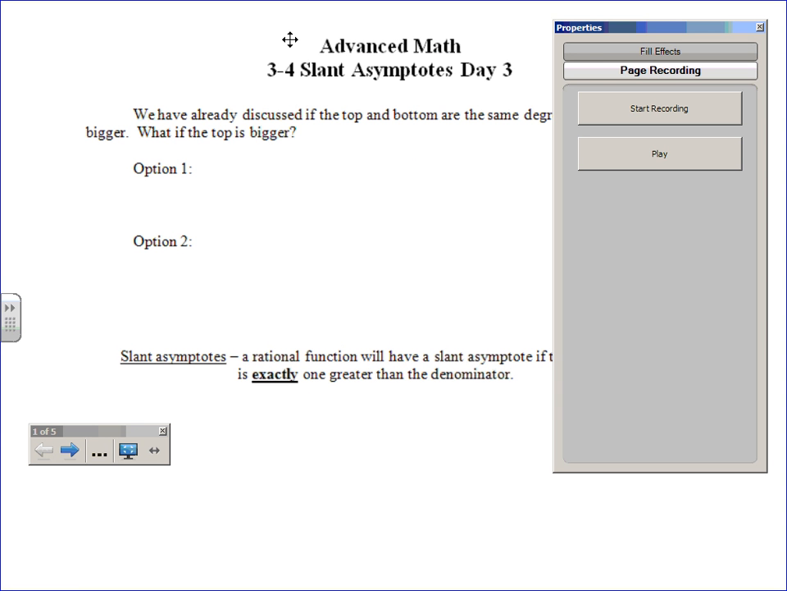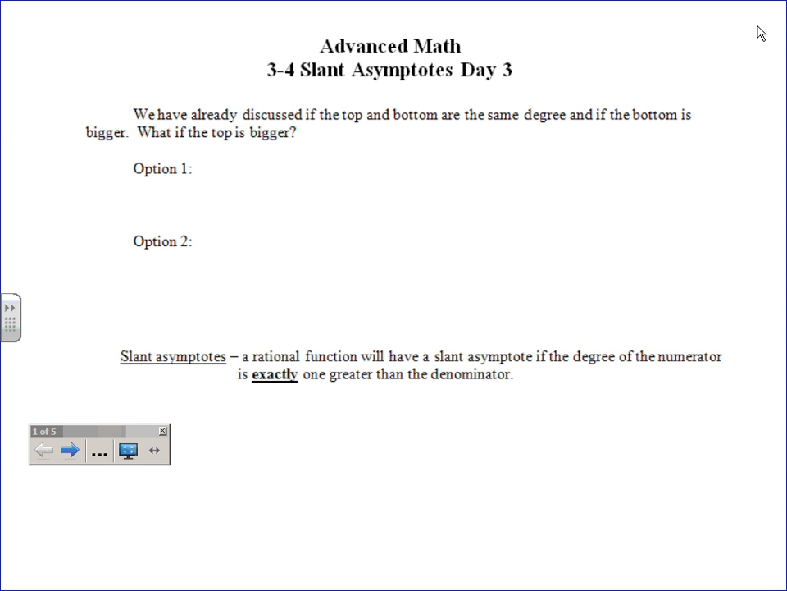It's very important for you to remember that what we're looking for are places where there are discontinuities, or places where you just can't quite make the graph happen without picking up your pencil.